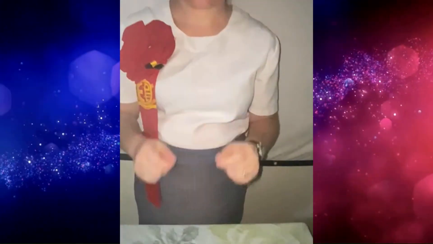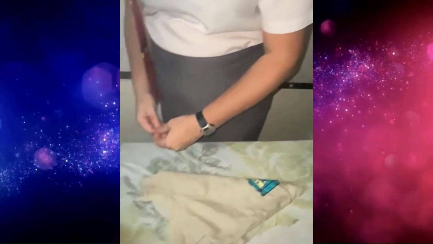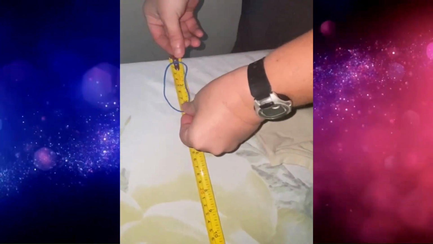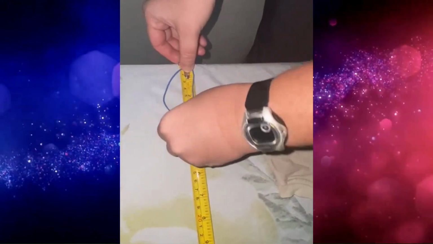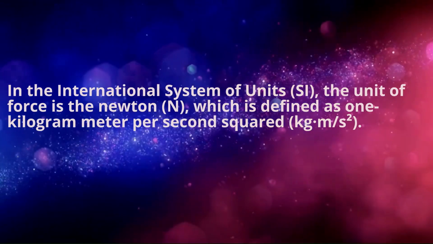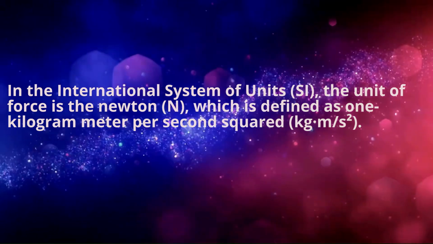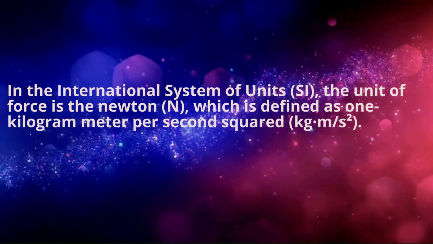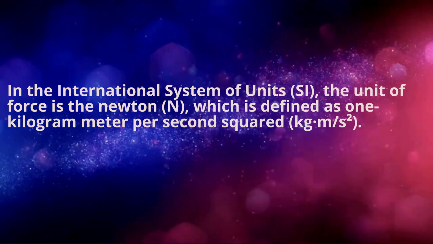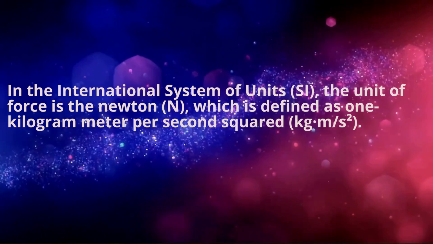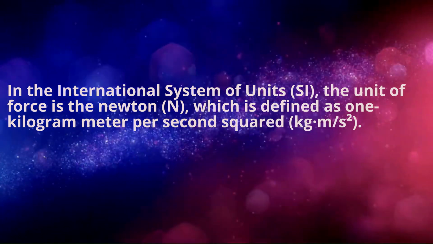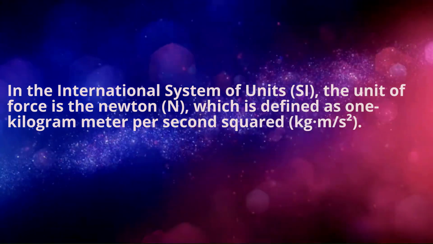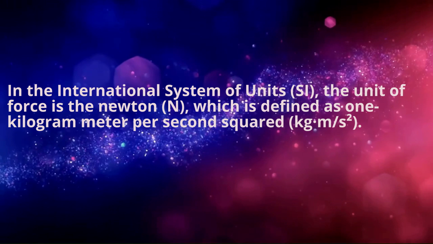Example, change its shape whether or not it causes the body to move. The deformation of a body can usually be neglected when investigating its motion. In the International System of Units, SI, the unit of force is the Newton, N, which is defined as kilogram meter per second squared. This definition means that 1 Newton is the force required to accelerate a 1 kilogram mass by 1 meter per second squared.